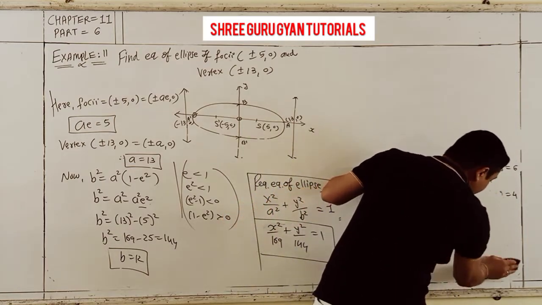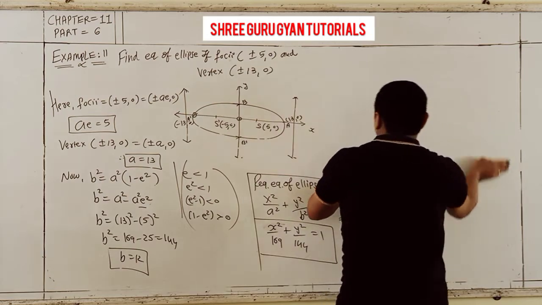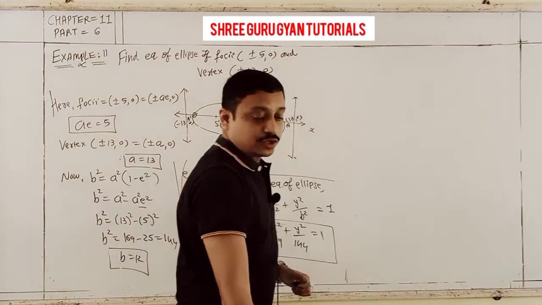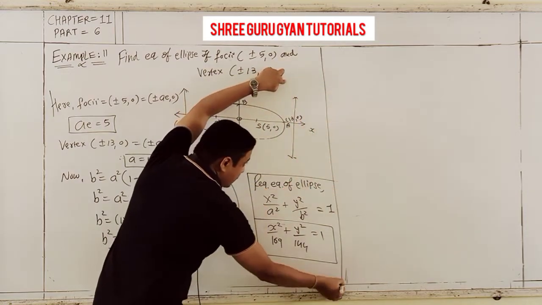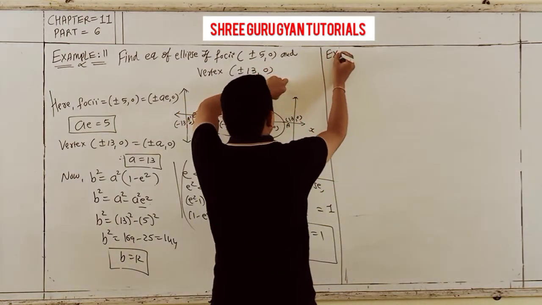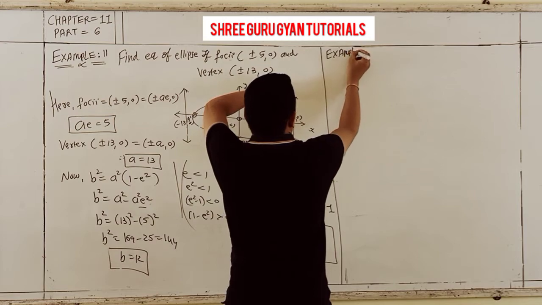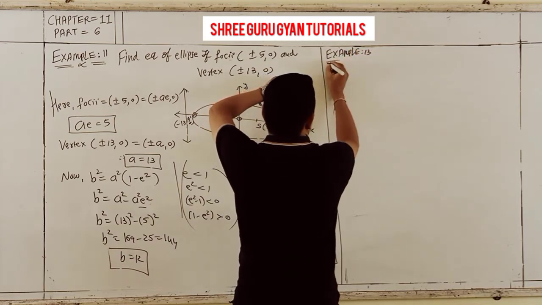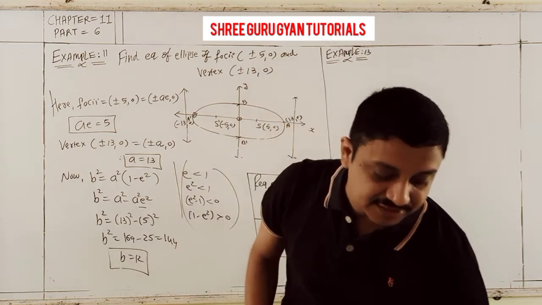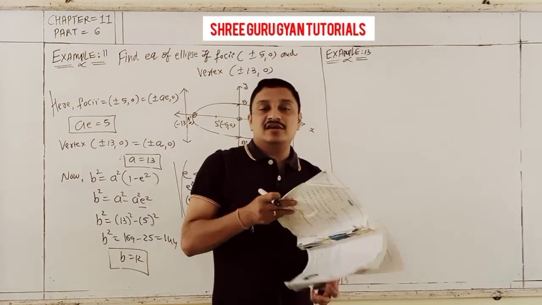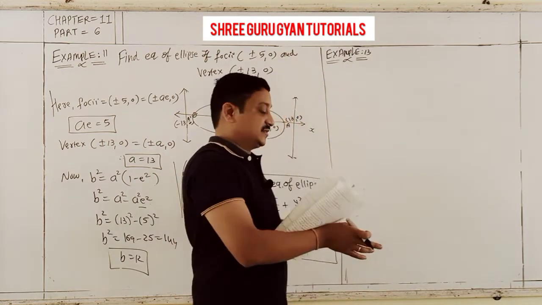This is an important numerical at exam level, so tick mark it in your IMP list. Example 13: find the equation of the ellipse. The conditions are just different, but it is asking for the equation of the ellipse.